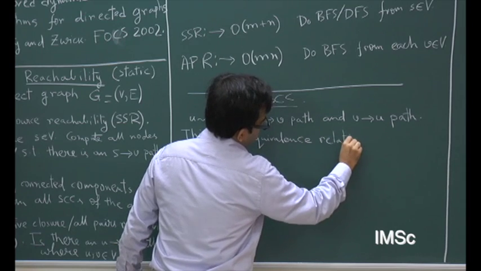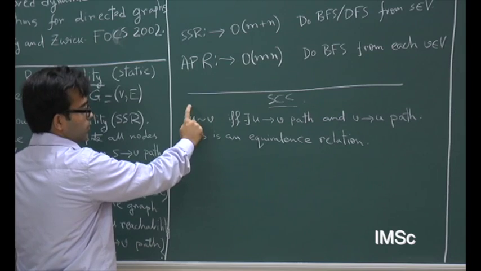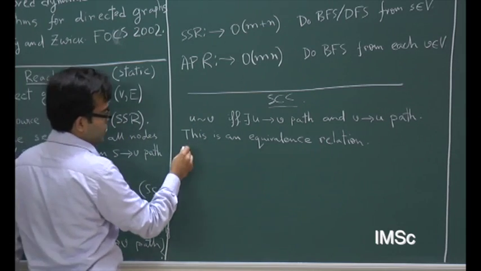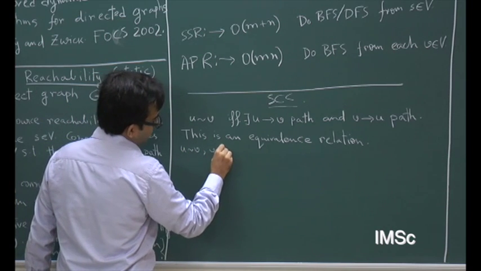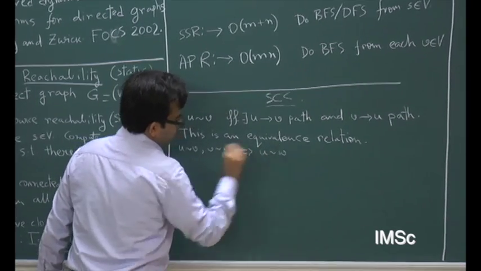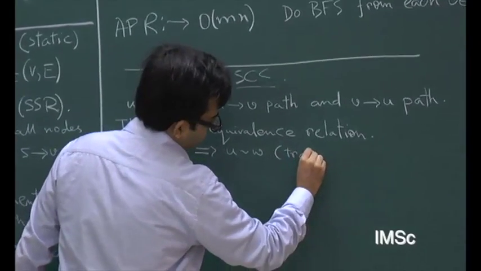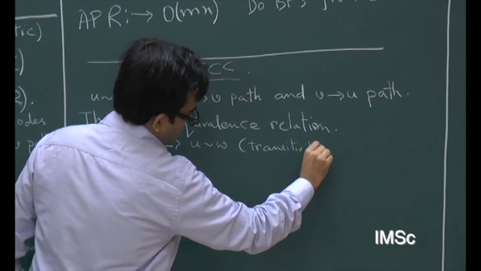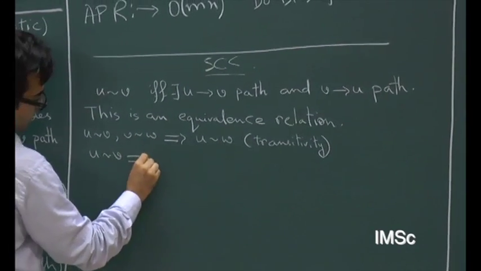Meaning that this relation is symmetric. If U is related to V, V is also related to U, and this is transitive, meaning that if you have U related to V and V related to W, then it implies that U is related to W. So, this is transitivity. And this is symmetry.